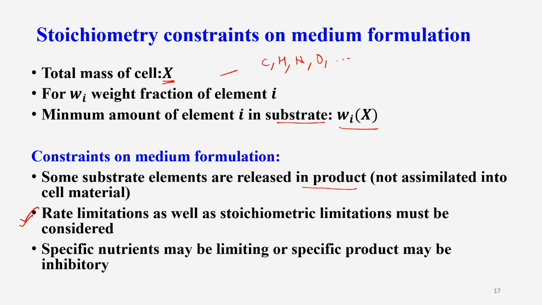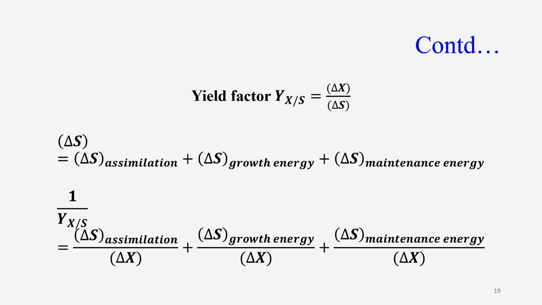Now, next is this specific nutrient may be limiting or specific product may also be inhibitory. So, that also one need to consider during the media formulation, that if it is limiting substrate or beyond a certain concentration, it may also have inhibiting effect. So, let us consider the substrate. Substrate is used for the assimilation, substrate is used for the growth energy, substrate is used for the maintenance energy.